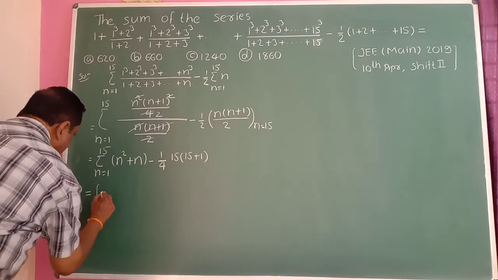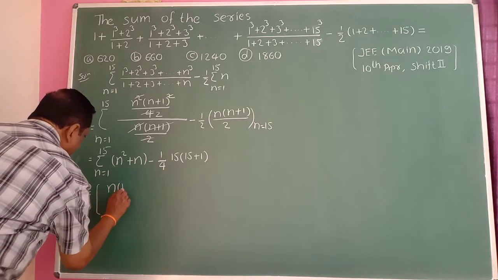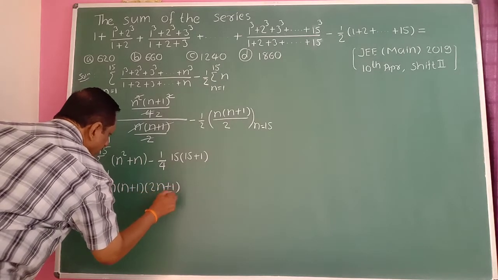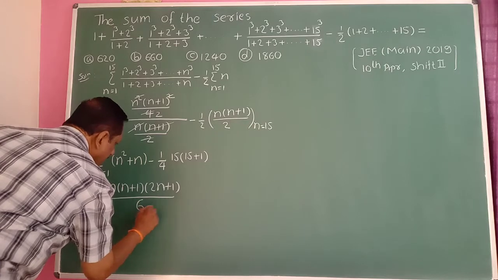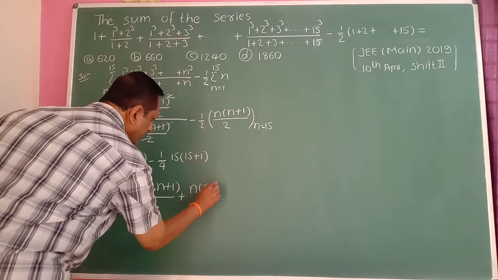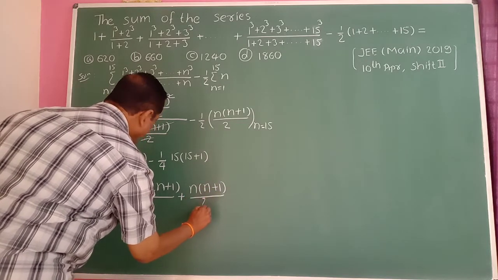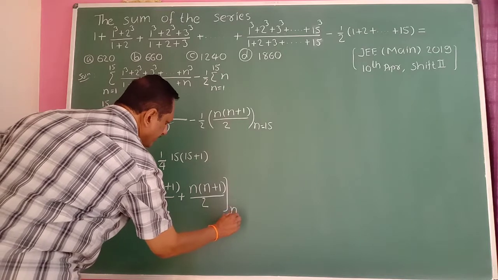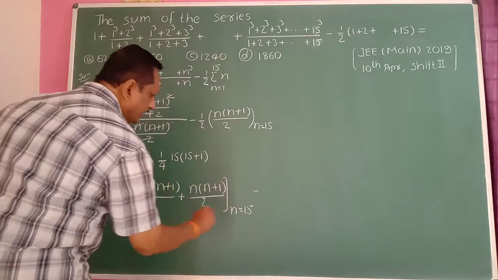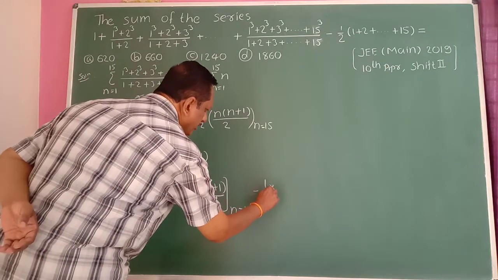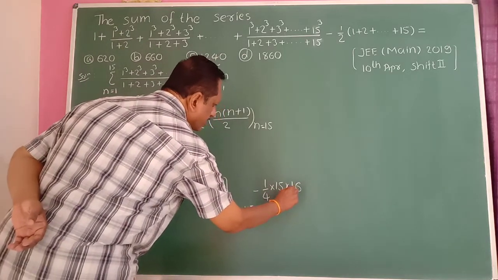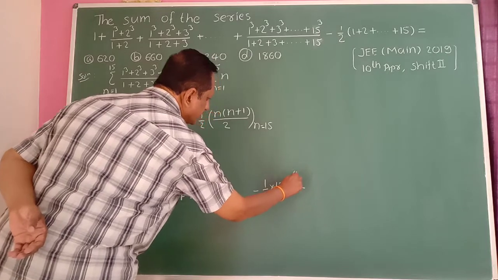So summation of n square is n into n plus 1 into 2n plus 1 divided by 6, then plus summation of n is n into n plus 1 divided by 2, where n is equal to 15. And here this minus 1 upon 4 into 15 into 15 plus 1 becomes 16. So 4 ones are 4, 4 fours get cancelled.